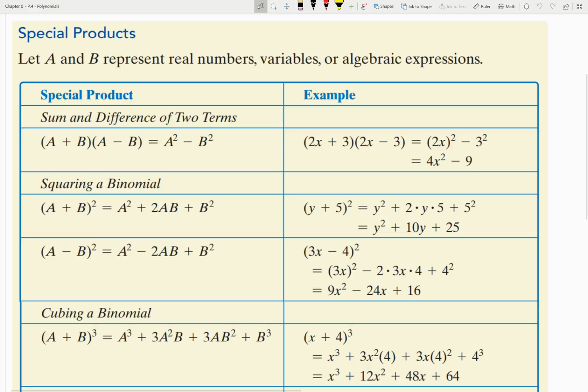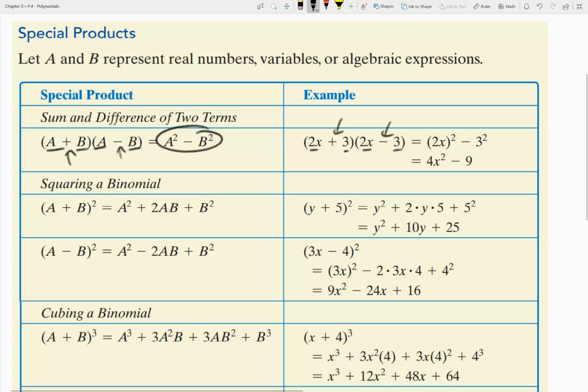So the first special product is the sum and difference of two terms. So if you notice, you have the same term here, the same term here. That's what that means. The only difference is one is a plus and one is a minus, and they're binomials. 2x, 2x, 3, and 3. One's a plus, one's a minus. That will always result in the first term squared minus the second term squared. Okay? So these are just shortcuts, things that we can use to help us be faster, more efficient.